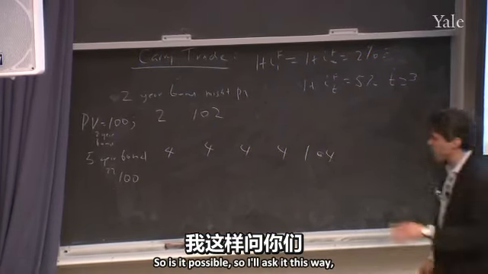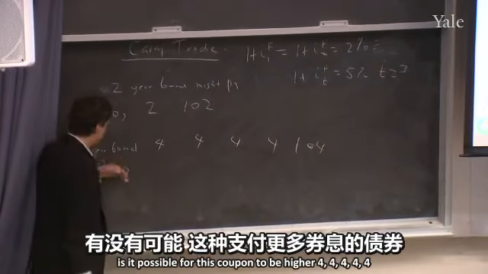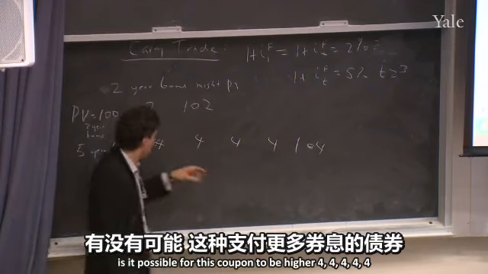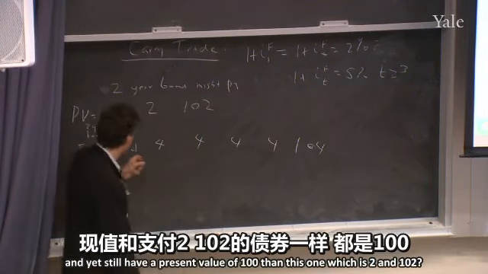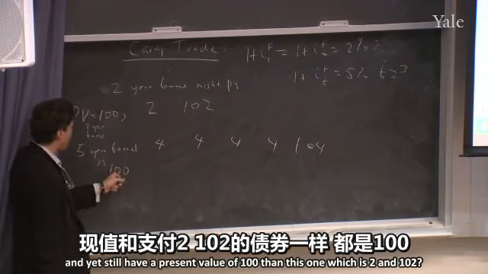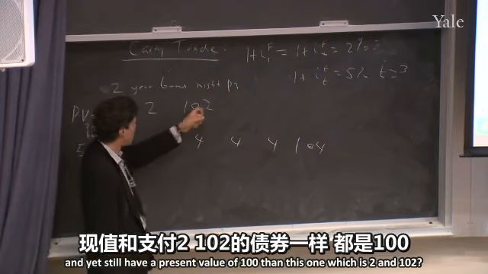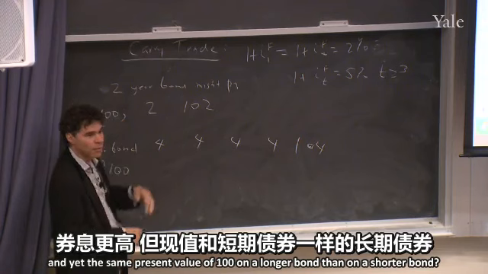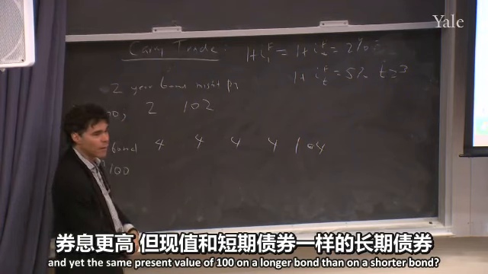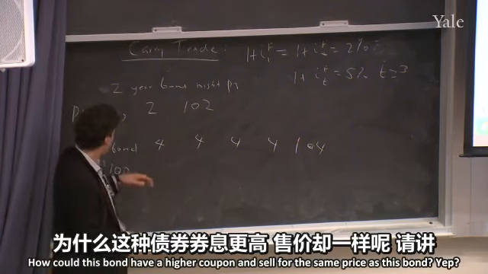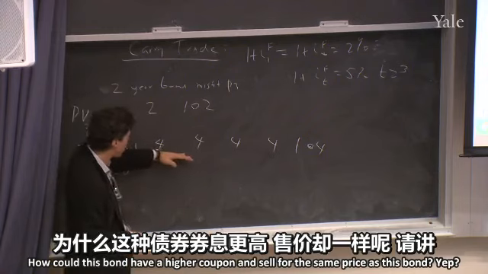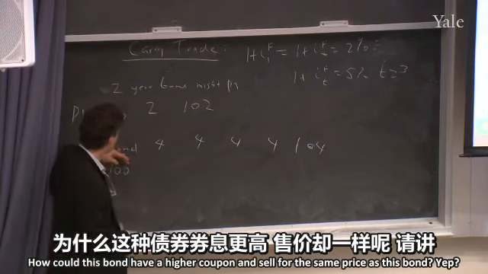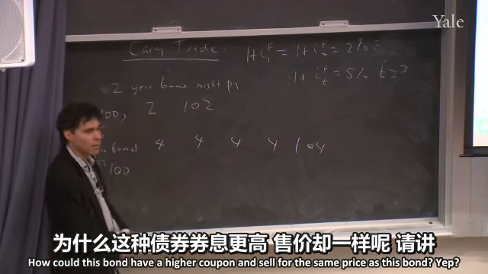So is it possible, I'll ask it this way, is it possible for this coupon to be higher, 4, 4, 4, 4, 4, and yet still have a present value of 100, than this one, which is 2 and 102? Could you have a higher coupon and yet the same present value of 100 on a longer bond than on a shorter bond? How could this bond have a higher coupon and sell for the same price as this bond?